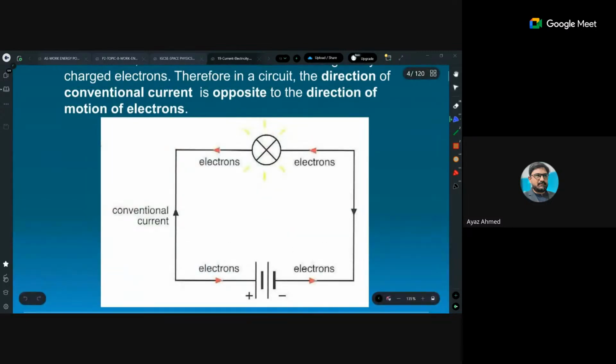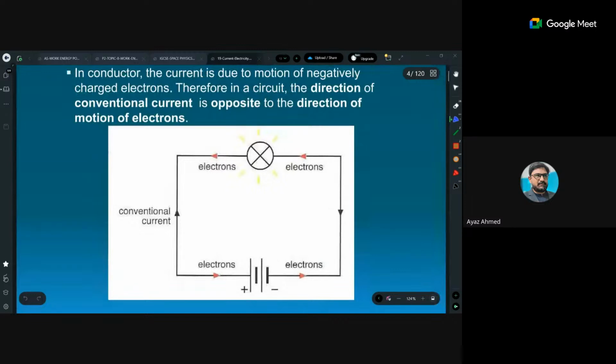In this diagram, I have shown that the current is flowing in the wire due to electrons. Electrons are flowing in this wire, moving from the negative terminal towards the positive terminal. There is another current which is called conventional current, and conventional current is basically the opposite of the electron flow. That's why it flows from the positive terminal to the negative terminal. Do you see, this is the direction of your conventional current.